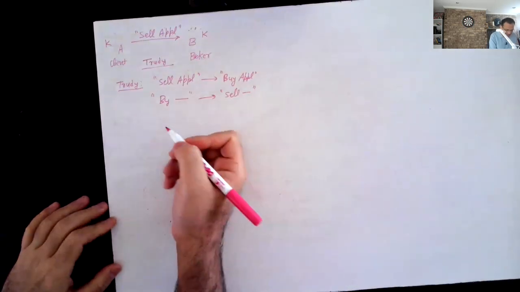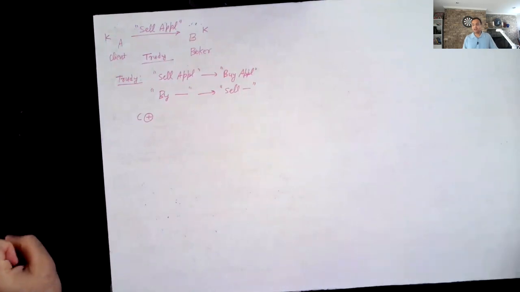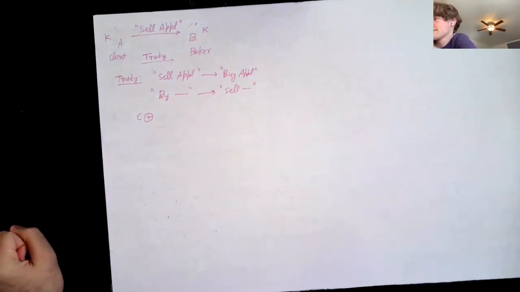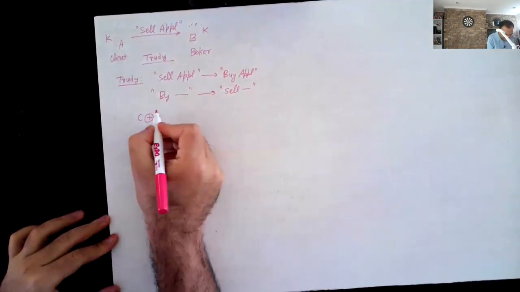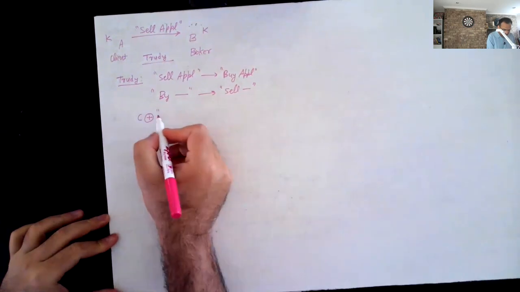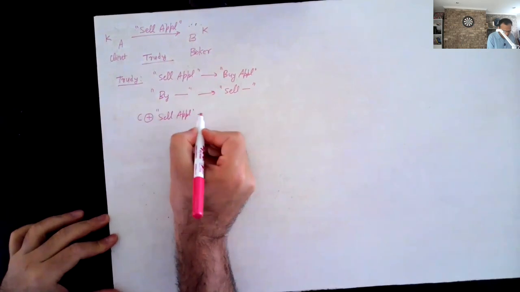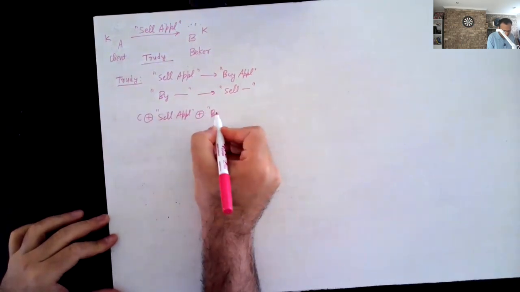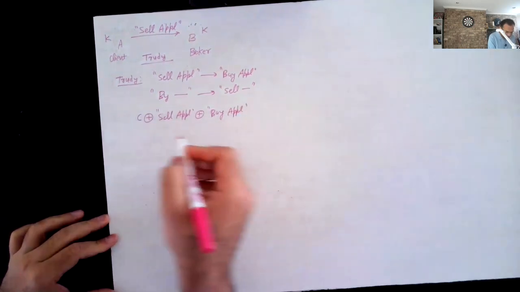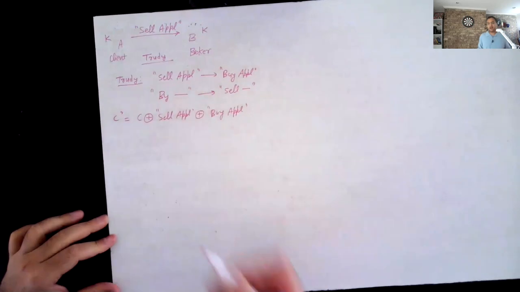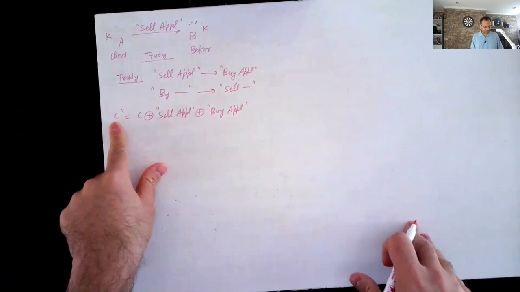So in one-time pad, let's say I take the ciphertext. And by the way, as we defined, one-time pad was for binary strings, but you can define one-time pad even for larger alphabets. So what is C XOR sell Apple XOR buy Apple, right? So let's call the result C prime. And now my claim is that if C was sell, C prime would be buy and vice versa, right?